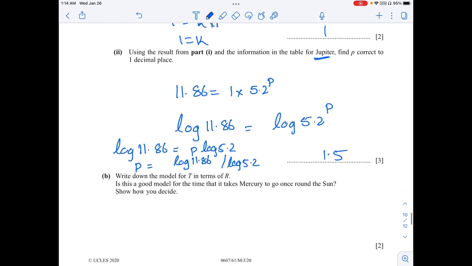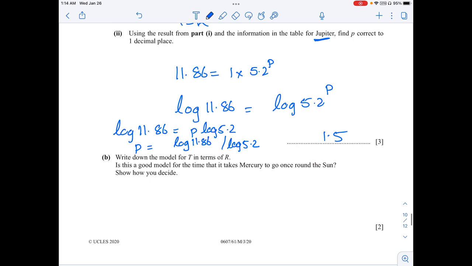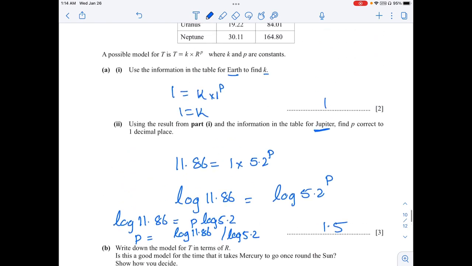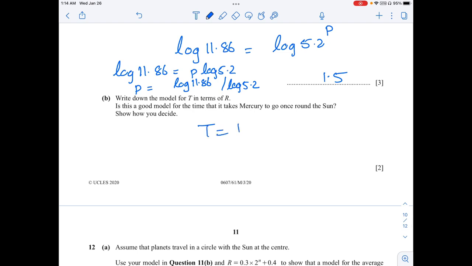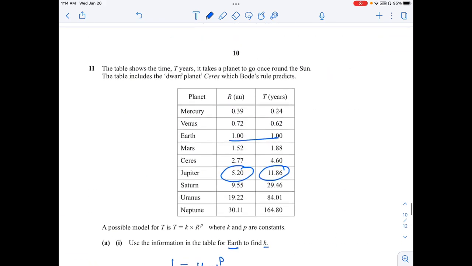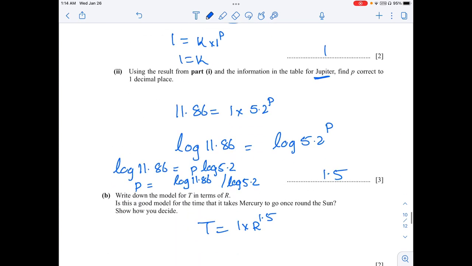Write the model for t in terms of r. Now we came to know p is 1.5 and k was 1. So t is 1 times r to the power of 1.5. This is going to be the model. Is this a good model for the time it takes Mercury to go around once? For Mercury, the time is 0.24 and the distance is 0.39.